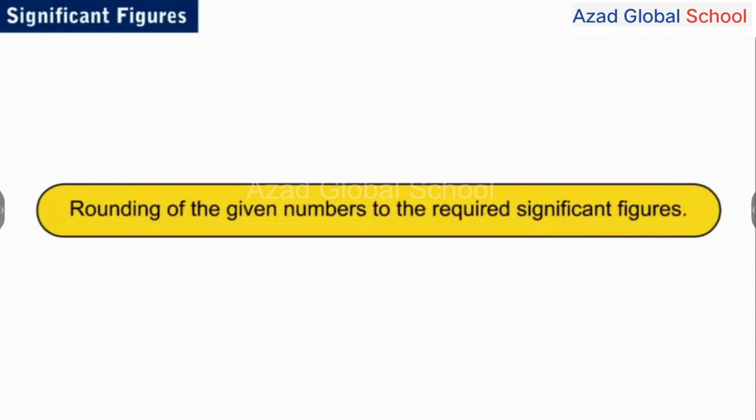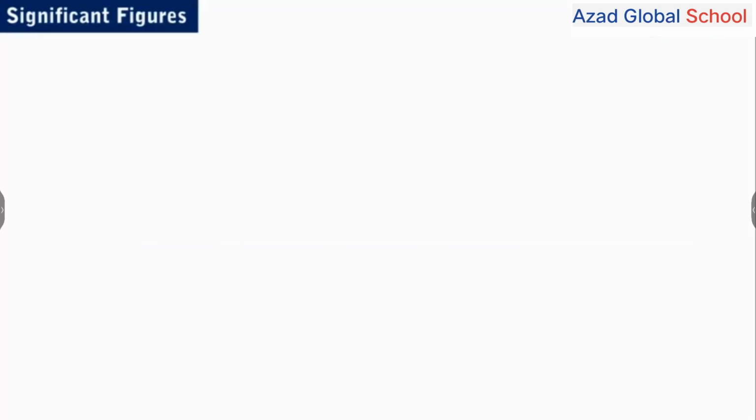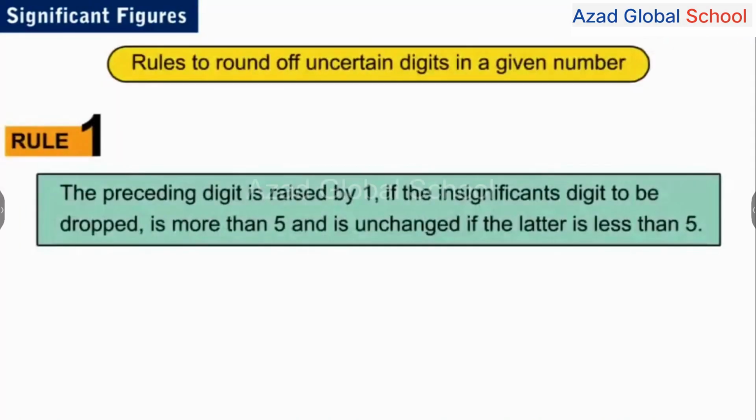Using the rules we just studied, decimal numbers can be rounded off to the required significant figures. There are certain rules to round off the uncertain digits in a given number. The rule by convention says that the preceding digit is raised by 1 if the insignificant digit to be dropped is more than 5 and is unchanged if the latter is less than 5.